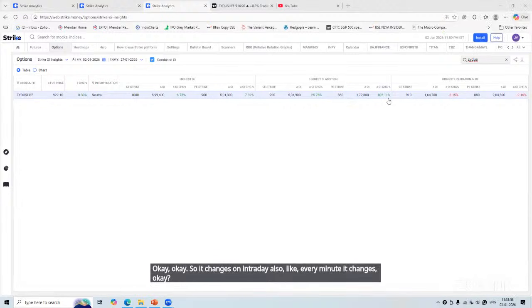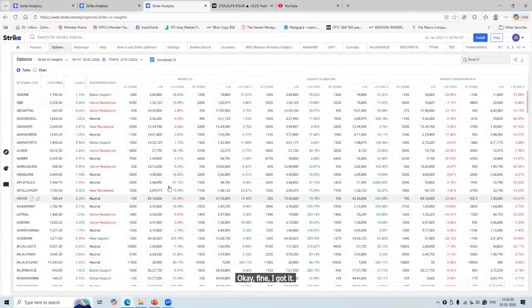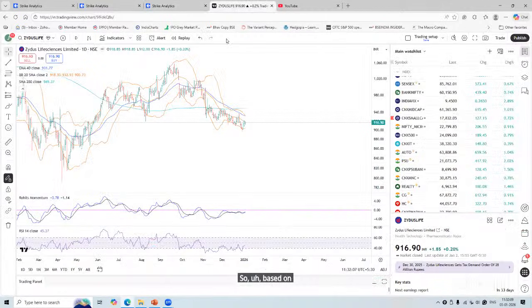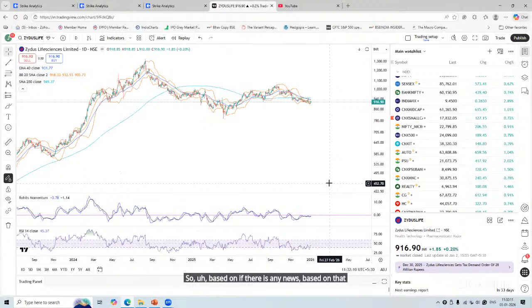Okay, fine. I got it. And regarding ITC, you spoke, right? Sudden downfall. So I think it is based on the news, like GST has been increased. So based on any news, this OI also changes, right?